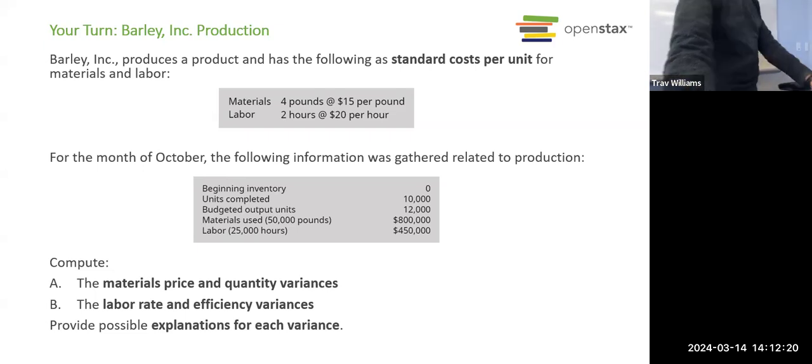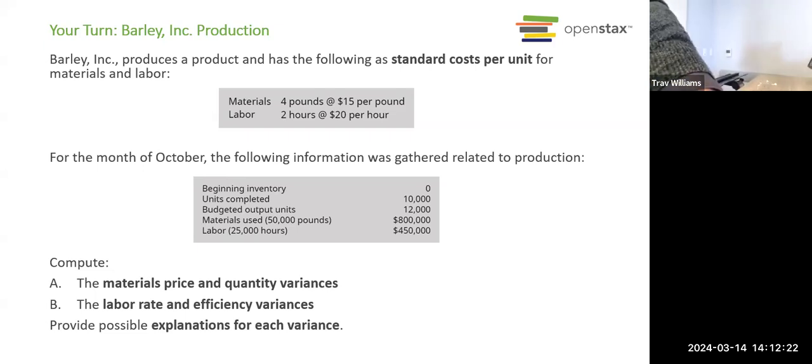So here we need material price and quantity variances. We need labor rate and efficiency variances. And then we're going to do some analysis of those variances. All right. So again, let's see if I can. Oh yeah, let's take a look at the information that's here.